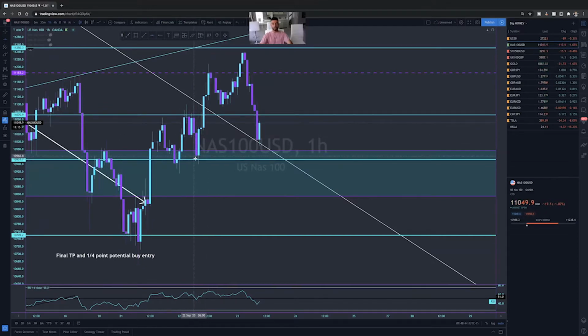If it were to break 10,950 right here, we could look for a potential sell entry again once it broke and then retested that quarter point, which is also my key level. Now, those are minor quarter points because it's 10,950. If it were 10,000 or 10,750, that'd be a more major quarter point because it's a larger quarter, right? Does that make sense?